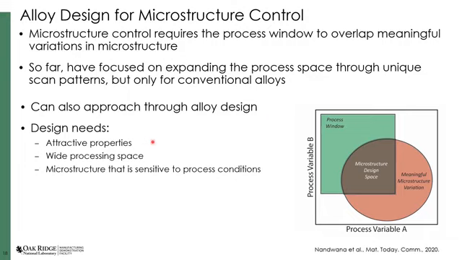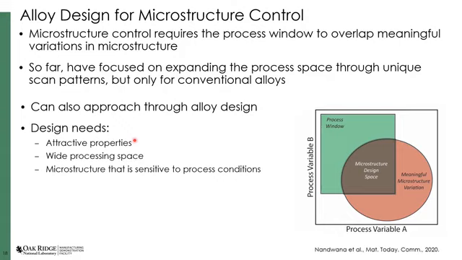Well, you need it to have attractive properties so that people want to use it for some kind of application. You want it to have the widest possible processing space, and you want its microstructure to be sensitive to those processing conditions. So what kind of alloys can we possibly design that might help us with this particular kind of problem? So for this, I'd like to do a case study on designing aluminum alloys. So this is kind of the problem statement.